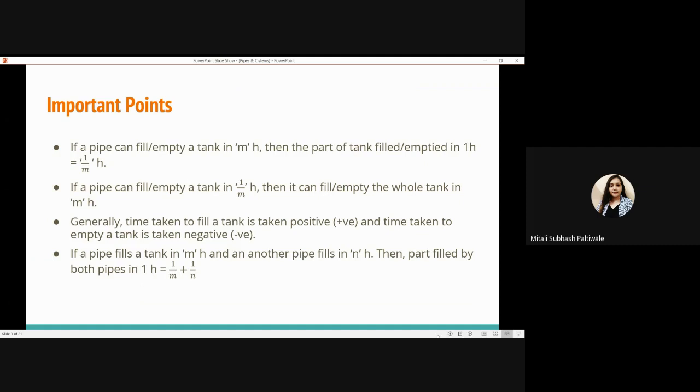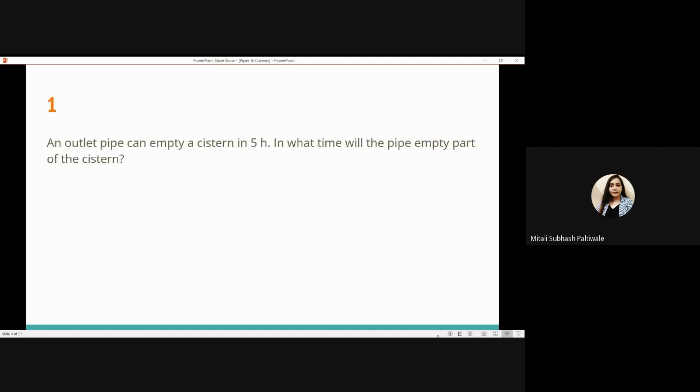Okay, so to understand these things in a better manner, we have some examples. The first example says: an outlet pipe can empty a cistern in 5 hours. In what time will the pipe empty part of the cistern?